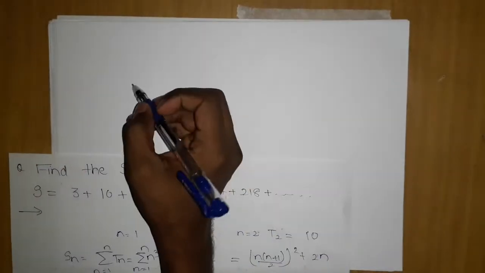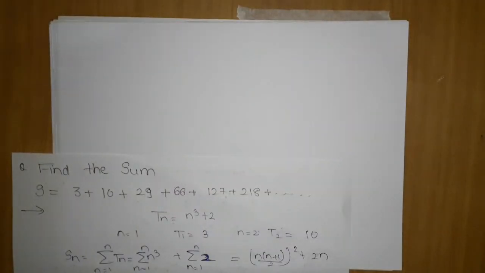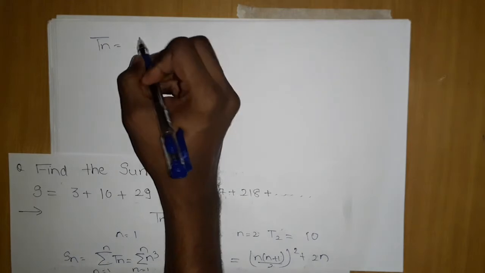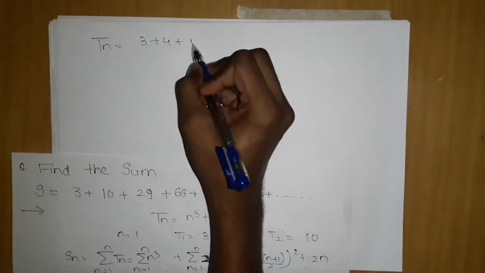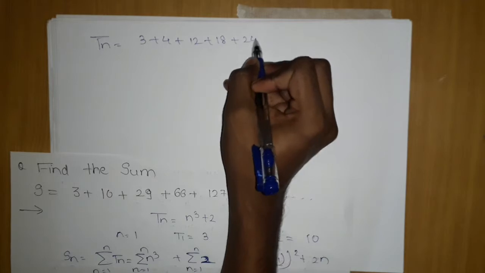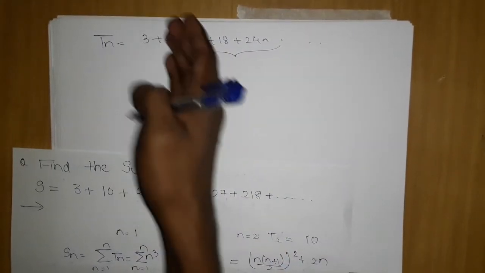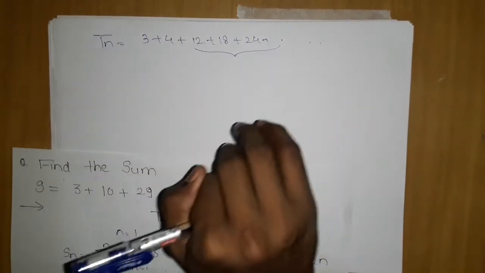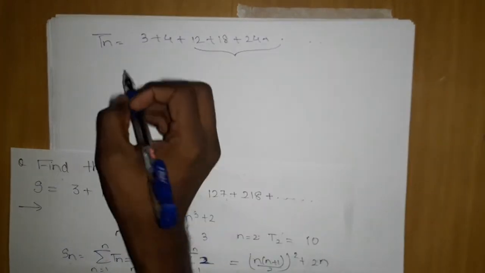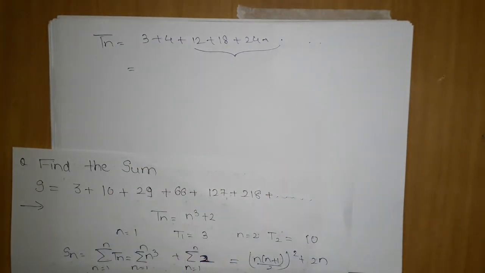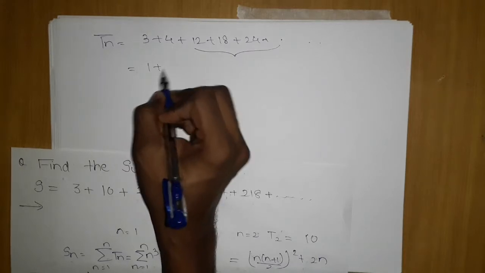Okay, now let me take the next page. So what I can do, to make my question better, let's write it again to make my problem easy: 3 plus 4 plus 12 plus 18 and 24 and so on. Now I know it is in AP. I told you that if you can manipulate these terms in such a way that they get involved in AP, then that is the best thing you can do to reduce your problem. The difference which you can see is 6.